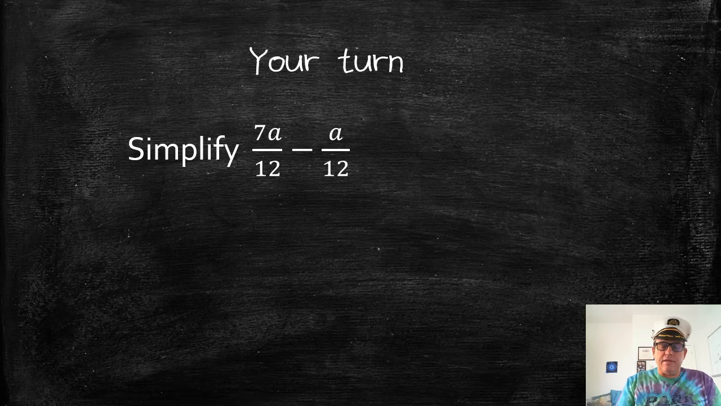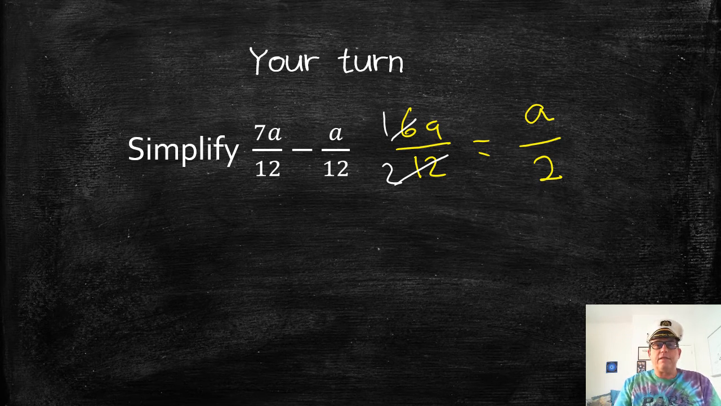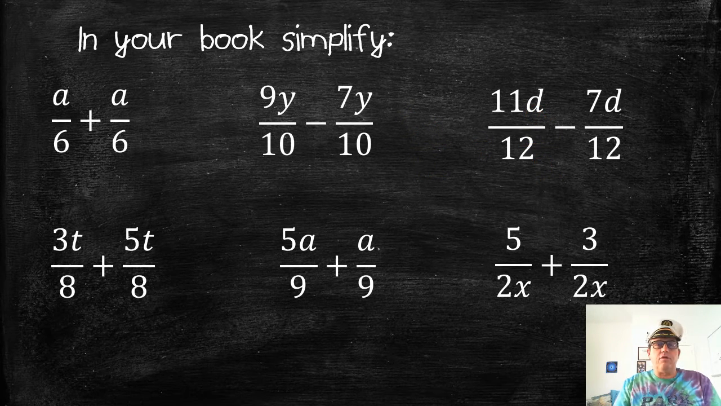7a minus a, with a common denominator, is 6a over 12. And of course, I can divide top and bottom by 6, which is going to leave me with 1 over 2. So my answer is going to be a over 2. That's an a, not a 9. a over 2 is going to be our final answer. Pause the video and you try these ones in your book.